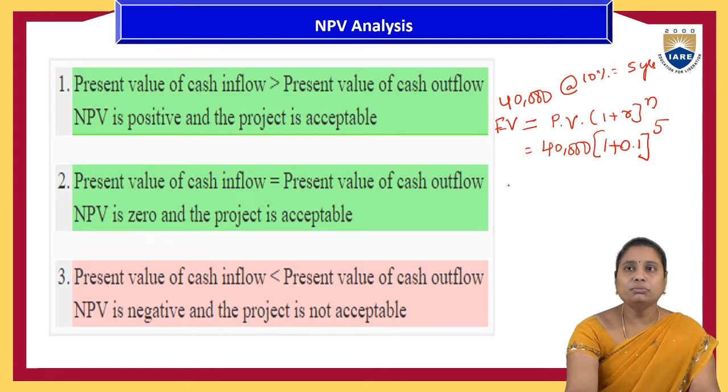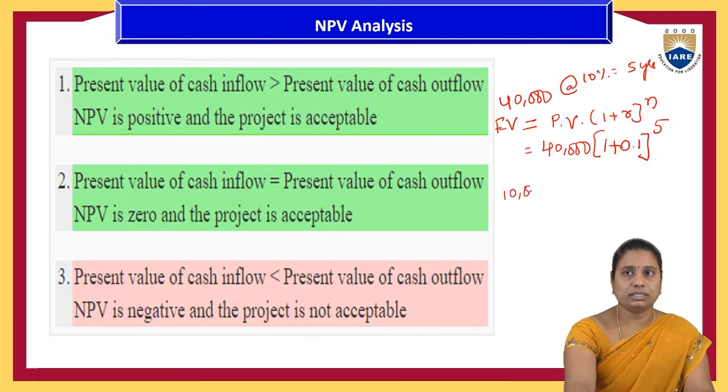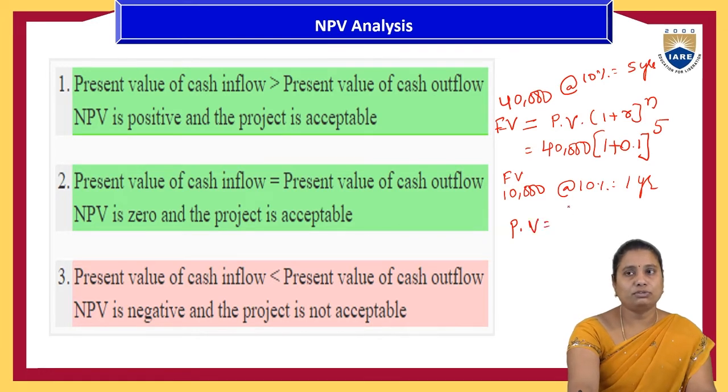In the same way, assume that in the future they are expecting a return of 10,000 at the rate of 10% discount for 1 year. Now, if we want to calculate the present value for that amount, it is the same formula only. The future value is already given, the present value we don't know. So this same formula becomes: present value equals future value divided by (1 plus r) to the power of n. We will use this formula.